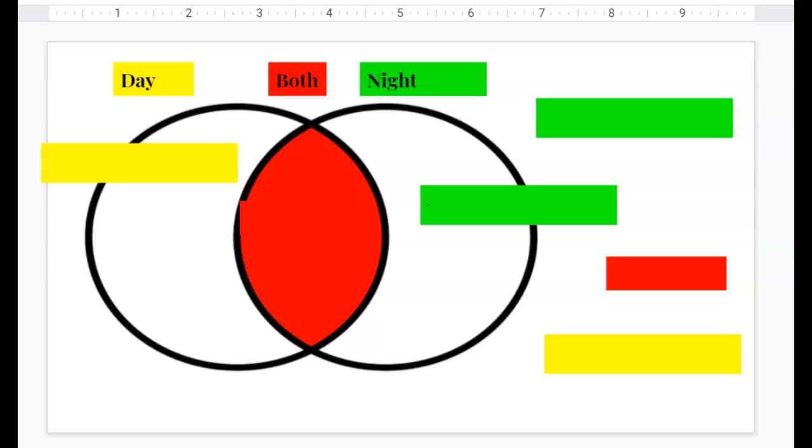Okay, we talked about this a little bit last time. We talked about a Venn diagram. A Venn diagram is two circles that you use to compare and contrast. So when we look at this right here, because we're going to be comparing and contrasting day and night, this section right here are things that only happen in the day. This section over here are things that happen only at night. And this middle part, this red section, that is what happens both in the day and night.